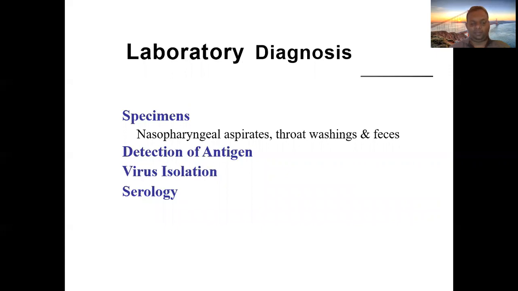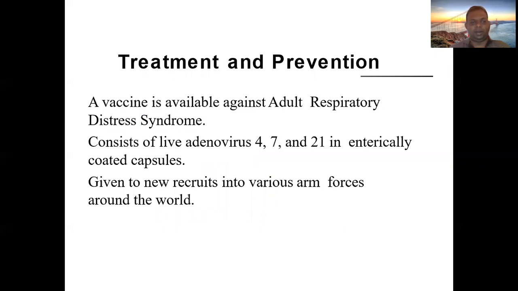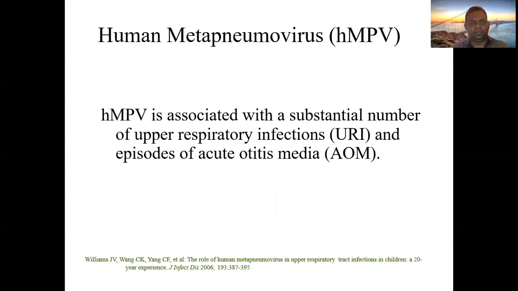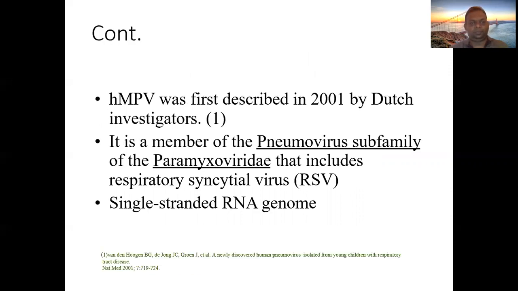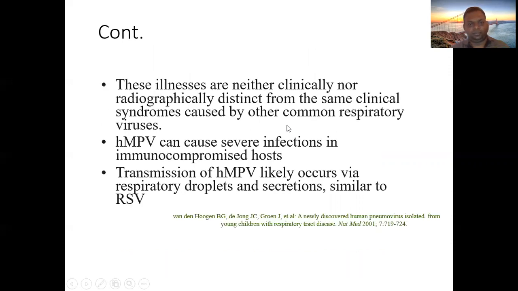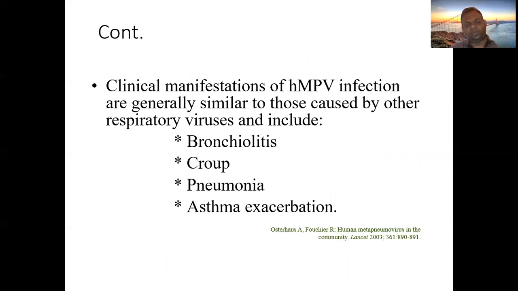Laboratory diagnosis same. Treatment: a vaccine is available for adult respiratory disease syndrome, but it's not used in our country. Human metapneumovirus is a novel emerging virus detected in the Netherlands. Now it exists in Sri Lanka as well. It's a paramyxovirus, a single-stranded RNA virus. The clinical spectrum is almost the same as the others.